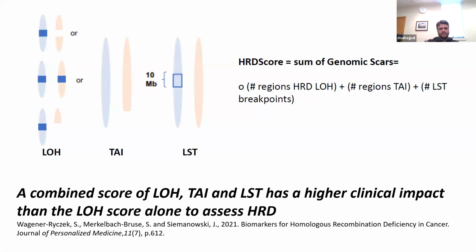But more recently, what has been shown is that a combination of these 3 scars, if you add these 3 up, is a more sensitive measure of HR deficiency or proficiency as compared to one of these scars alone. So when we discuss HRD, we'll include all these 3 scars to see what has been done and how to calculate these scars.